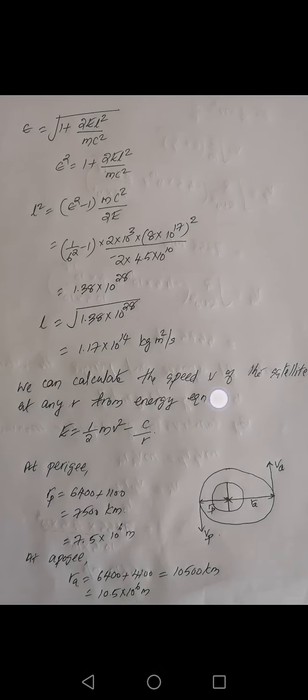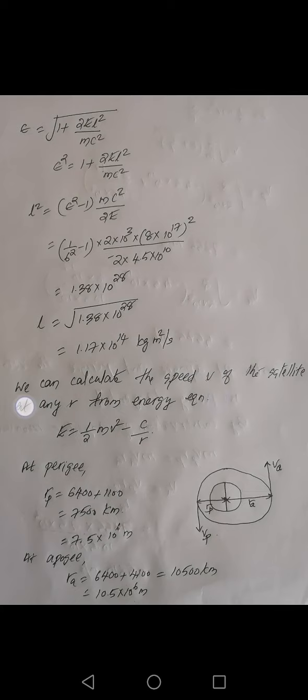So at perigee, we have the perigee radius, this distance, Rp is equal to 6400 plus 1100, that is equal to 7500 kilometer, that is equal to 7.5 into 10 raised to 6 meter. And at apogee, the farther side, Ra is 6400 plus 4100, that is 10500, that is equal to 10.5 into 10 raised to 6 meter. These are the perigee and apogee.